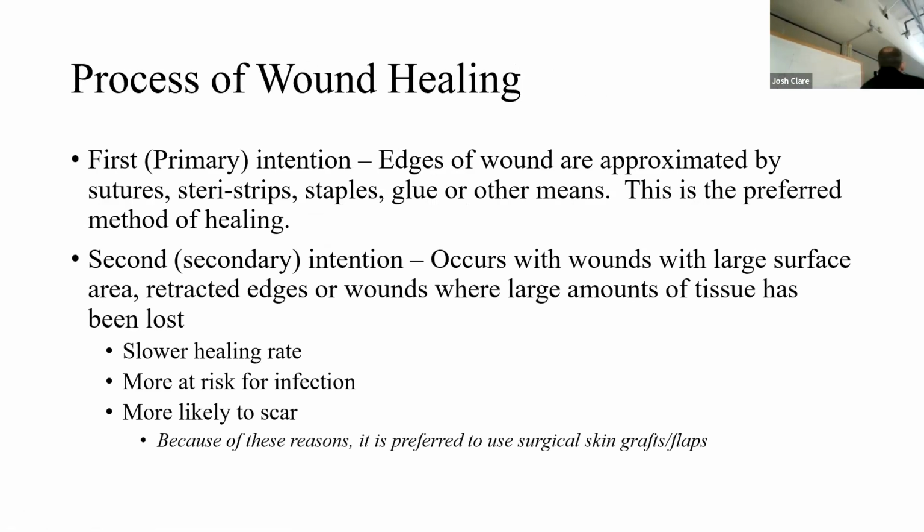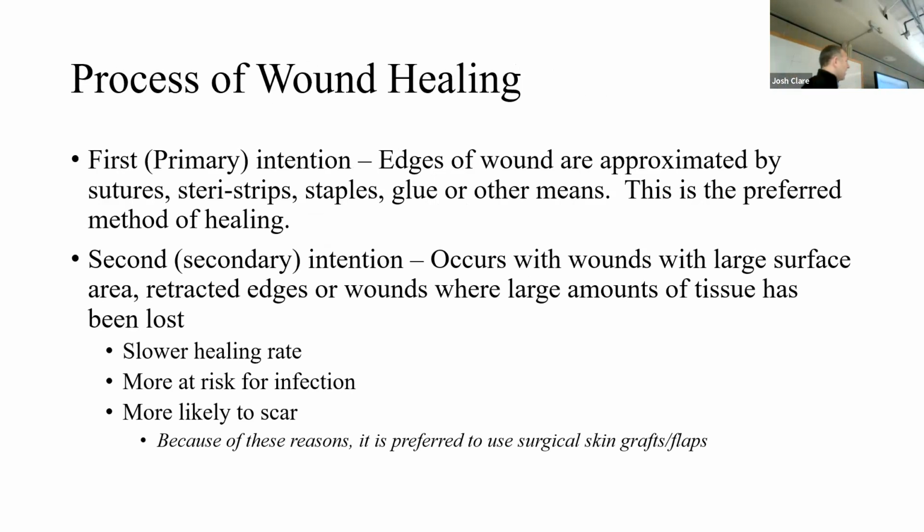So 2 processes for wound healing. First one, or primary, I refer to this as primary intention. Edges of the wounds are approximated by sutures, steri-strips, staples, glue, or other means.